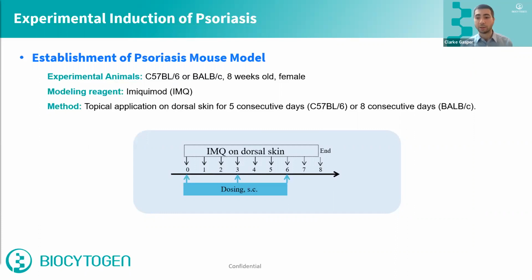And so in this model, skin lesions are chemically induced with Imiquimod, which stimulates the overactive immune system in the area where it's applied. Imiquimod is applied topically and once daily for 5 to 8 days on the dorsal back skin. Treatment of the mice with therapeutics can then be given 3 times on day 0, 3, and 6.